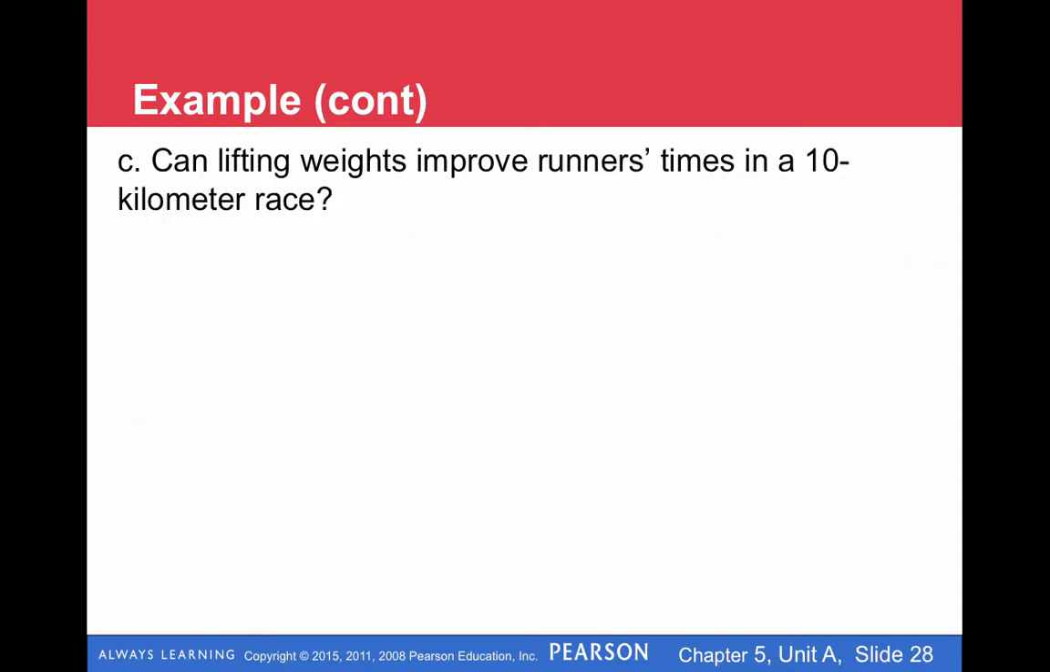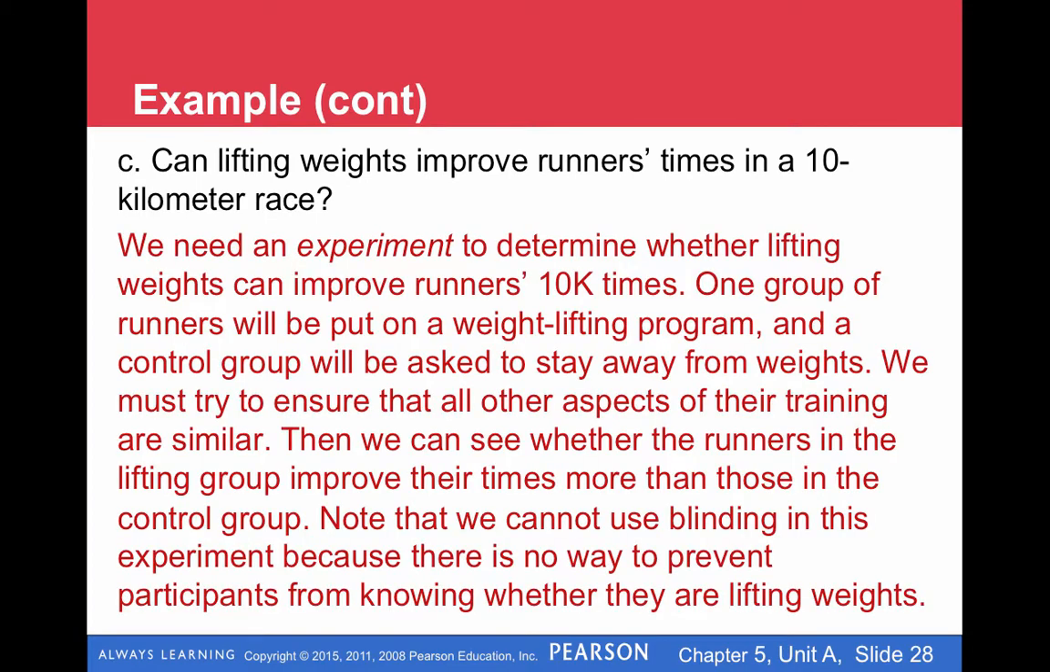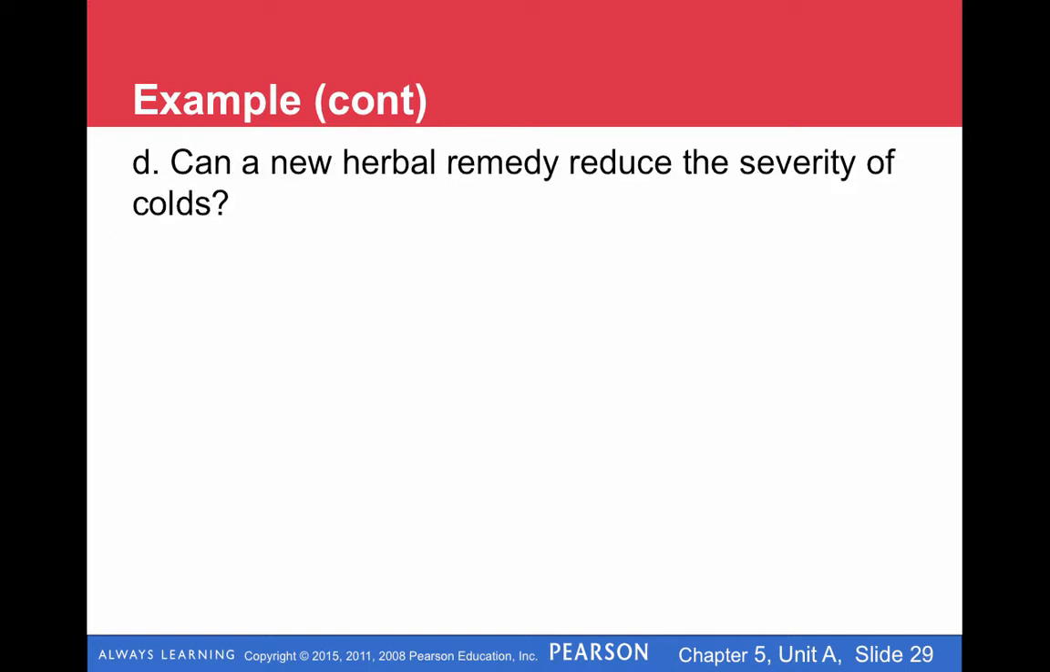Okay, here's another research objective. Can lifting weights improve runners' times in a 10-kilometer race? You could definitely run an experiment with this. You wouldn't need any blinding because obviously it's hard to have people lift weights without them knowing that they're lifting weights. But you can definitely have a group of runners do a weightlifting program and another group not do the weightlifting program and then compare their times.